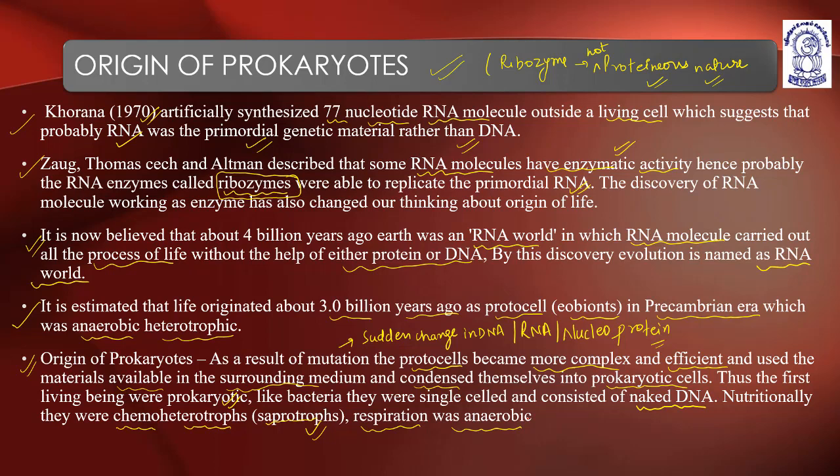They were either chemoheterotrophs or saprotrophs, because respiration was anaerobic. There was no free oxygen at that time. Okay, understood? These prokaryotes simply divide by binary fission, right?